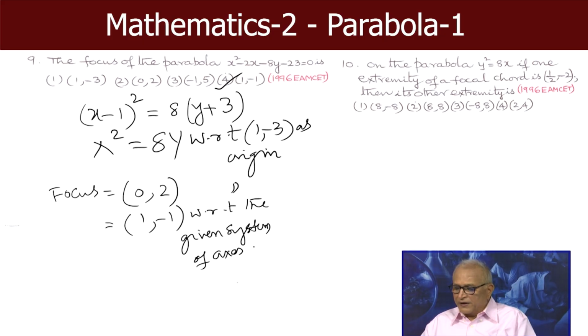On the parabola y square equal to 8x, if one extremity of a focal chord is 1/2 minus 2, then the other extremity is? Focal chord. You see, we just saw this in the synopsis at the very beginning. In the synopsis given on the screen, the chord joining T1 and T2 on the parabola is the focal chord.